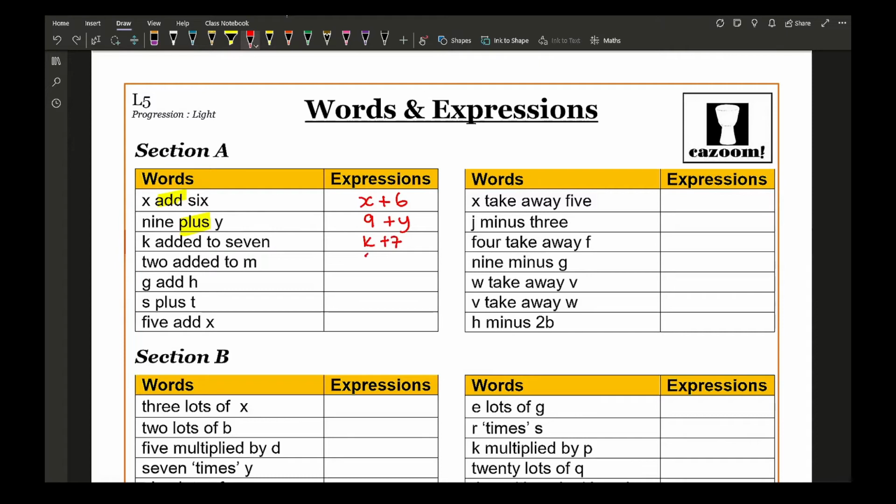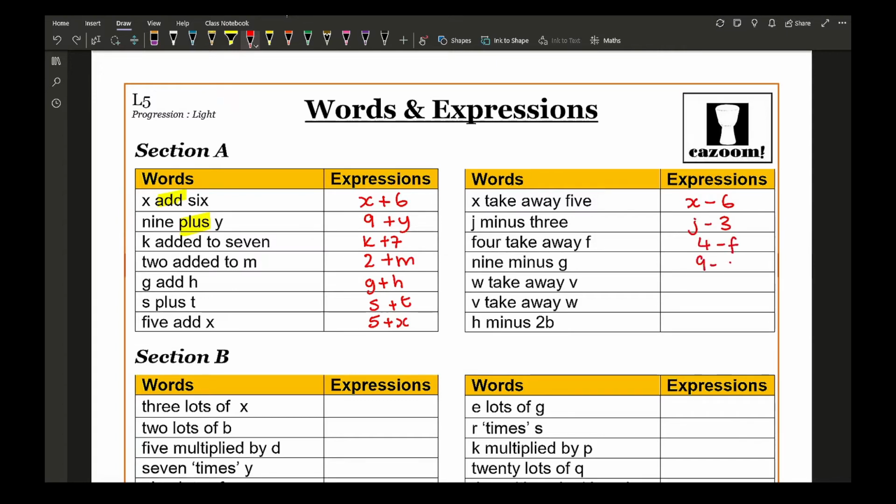2 added to m is 2 plus m. G add h is g plus h. S plus t is just s plus t. And 5 add x is 5 plus x. Now moving on to the next one, we've got x take away 5, just x minus 5. J minus 3. 4 take away f.